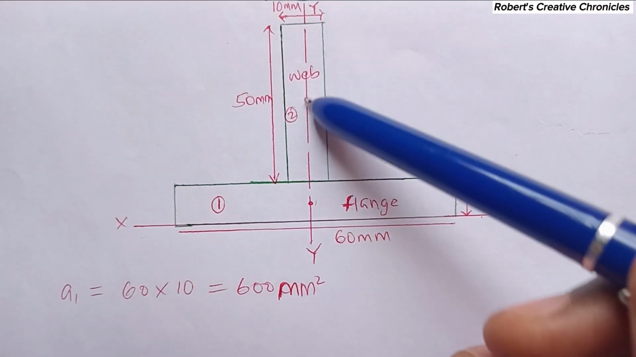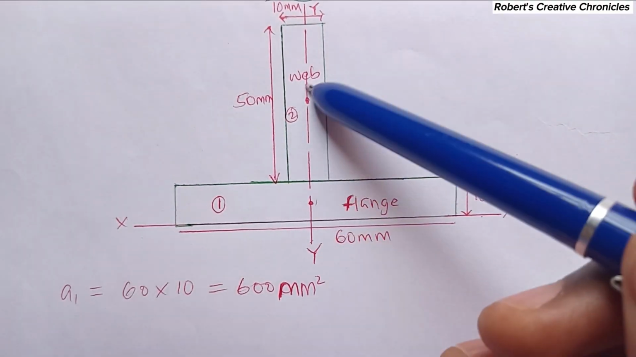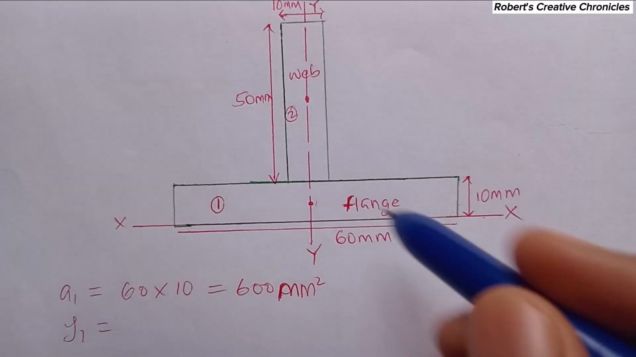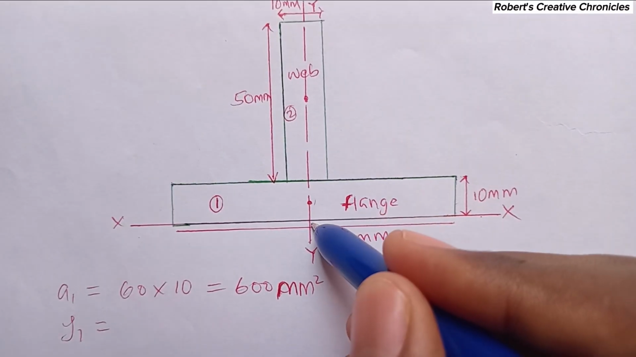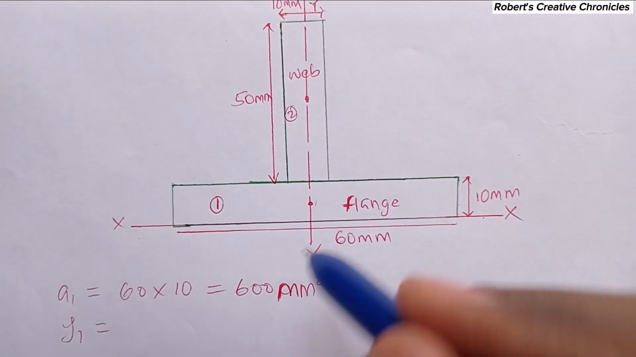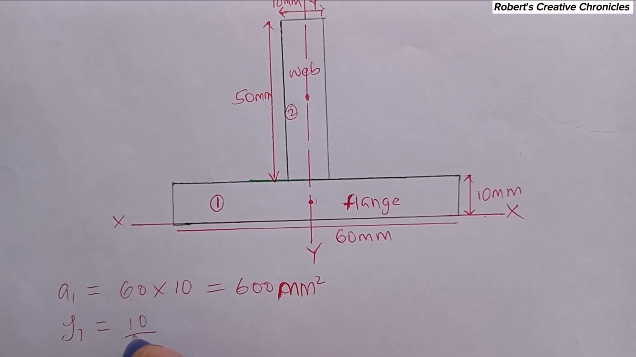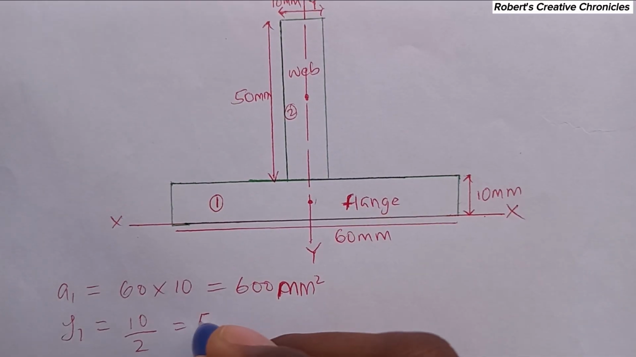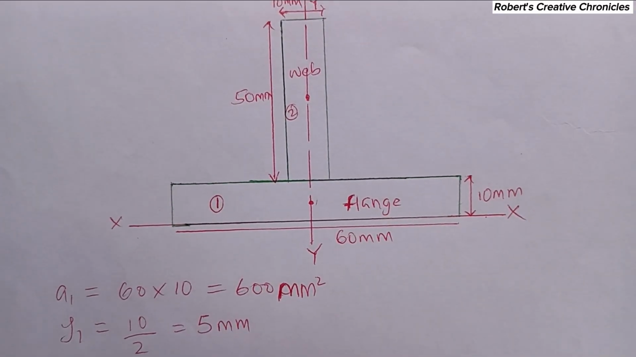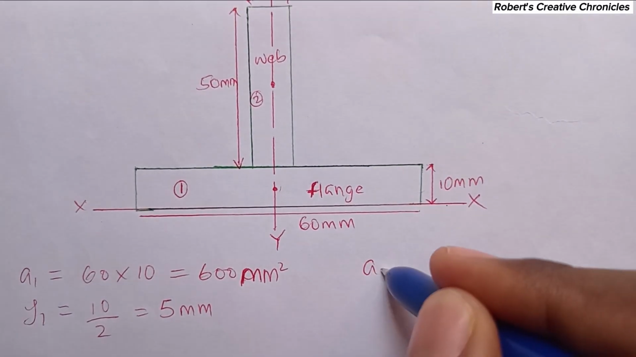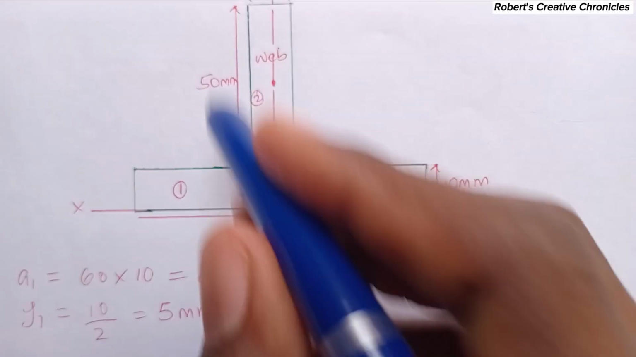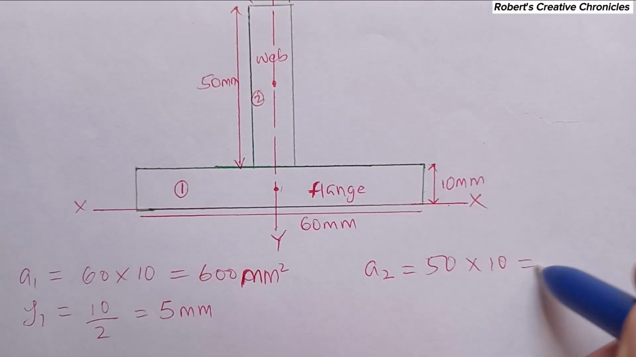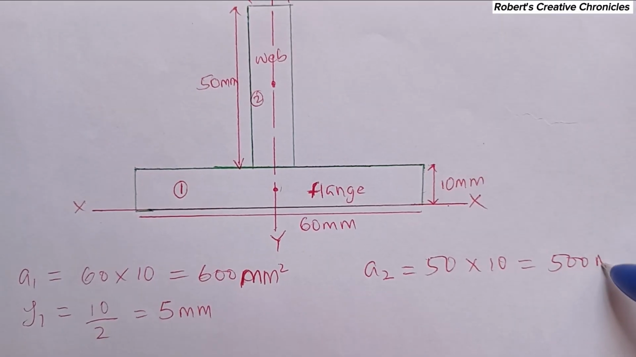The distance from this reference axis is y, since it's the x-axis. So y1 is the distance from this centroid to the reference axis. This is 10 over 2, which is 5 millimeter. Then the second one, A2, is 50 times 10, which is 500 millimeters square.